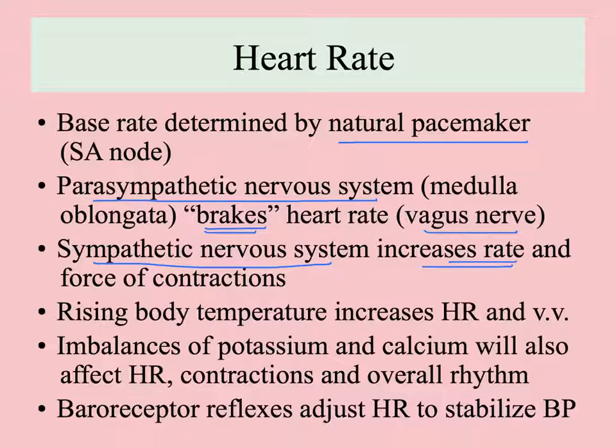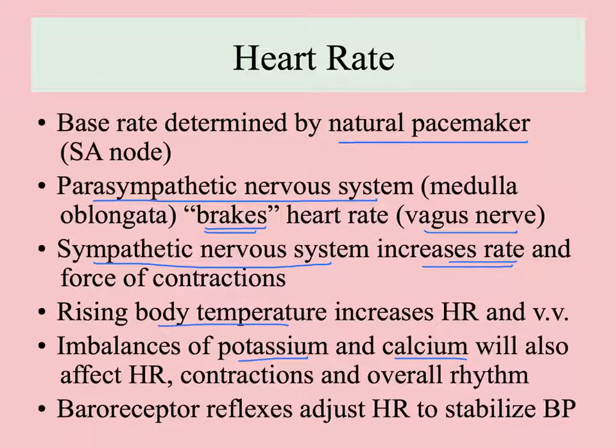Other things that affect the heart rate: your body temperature. Rising body temperature tends to increase your heart rate. You tend to have a little bit higher heart rate when you have a fever. A lowered body temperature will decrease your heart rate. Certain ions, especially potassium and calcium, will affect the heart rate or the length of the contractions or the regularity of the contractions, the overall rhythm.